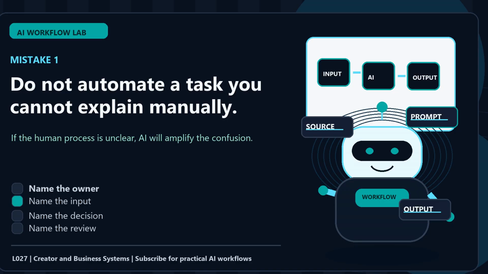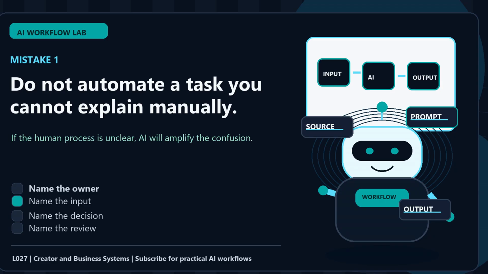The first version gets you moving. The second version removes a mistake. The third version becomes something you can trust for a narrow job. That is how practical AI compounds. The first mistake is trying to automate a task you cannot explain manually. If you cannot describe the current process, the assistant has no stable pattern to follow. It will fill in the blanks, and those blanks are where bad systems are born.